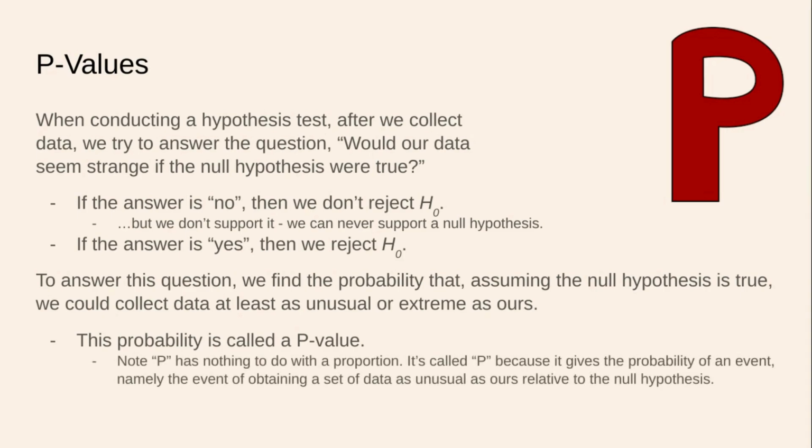P has nothing to do with proportion, by the way. We see P related to proportions a lot, but P has nothing to do with a proportion, whether population or sample. It's called P because it gives the probability of an event. What is the event? It's the event of obtaining a set of data as unusual as ours or more unusual relative to the null hypothesis.